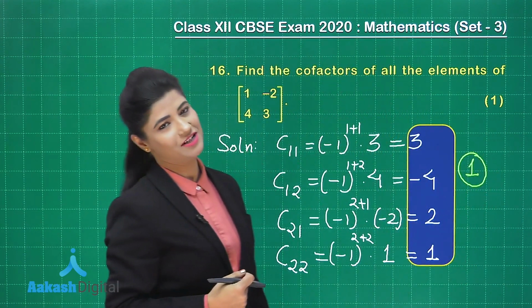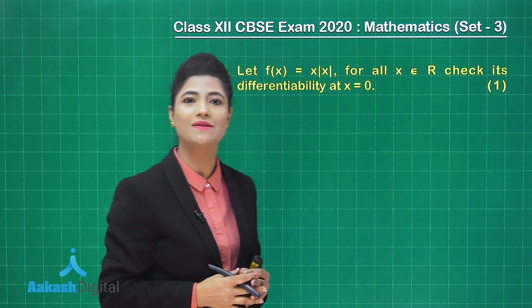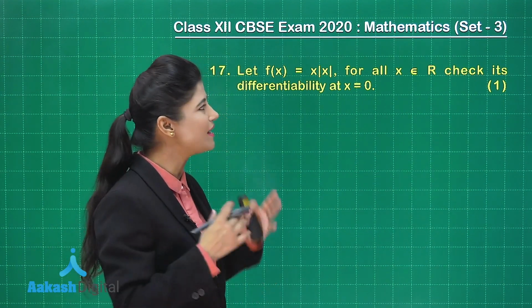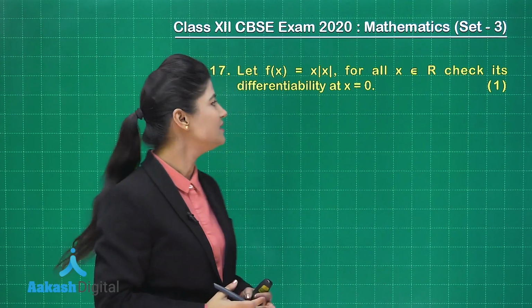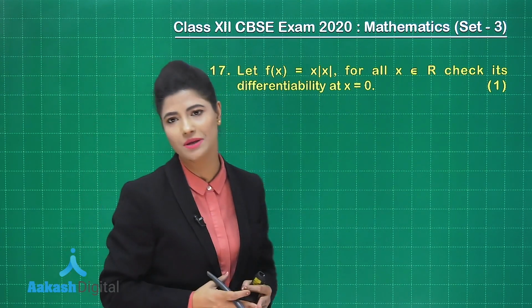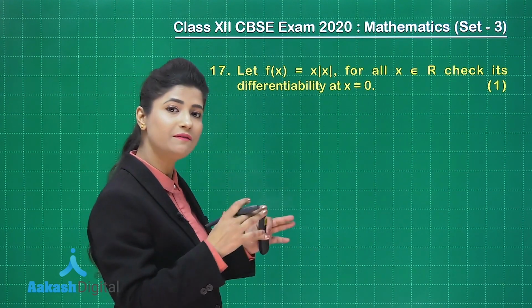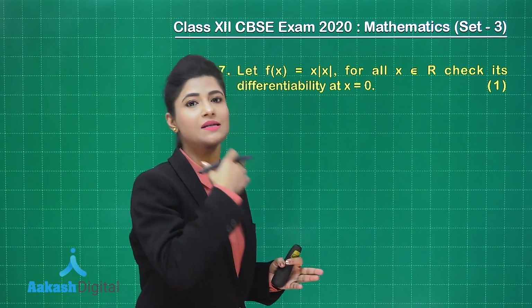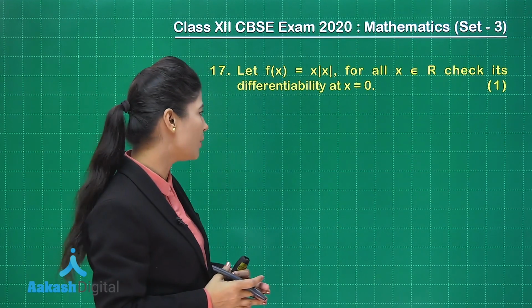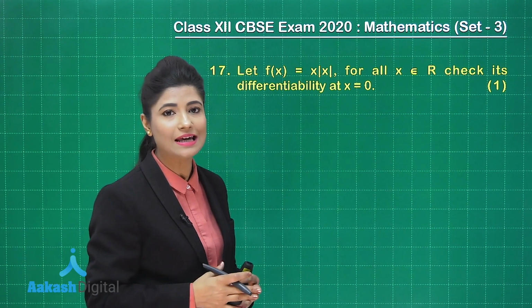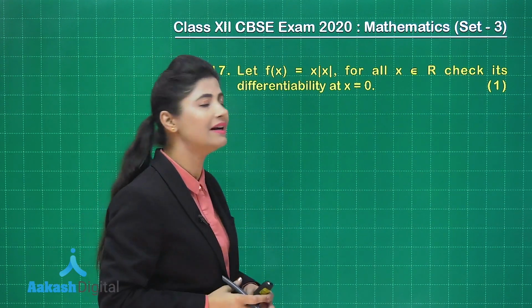Now moving on to question number 17. Here we have question 17 which states, if f of x is equal to x into mod x for all x belonging to the set of real numbers, check its differentiability at x equal to 0. How do we check differentiability of a function at a given point? If its left hand derivative at that point is equal to the right hand derivative at that point, which is also equal to f of 0, then in that case it is definitely differentiable at that point.